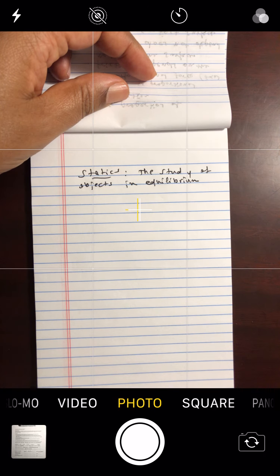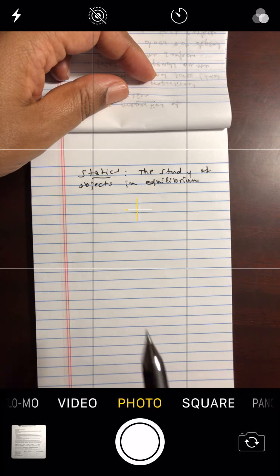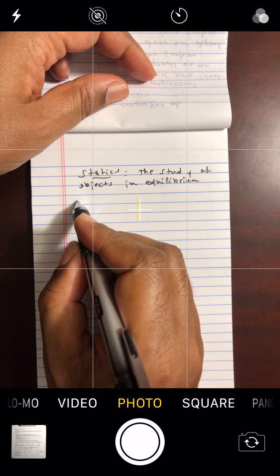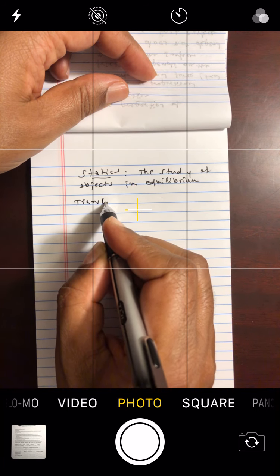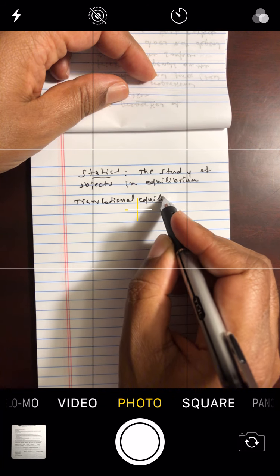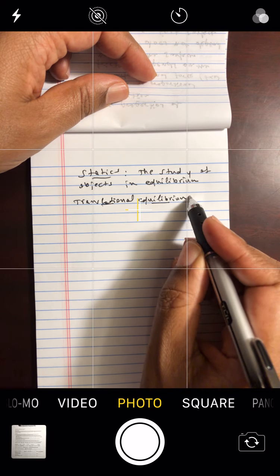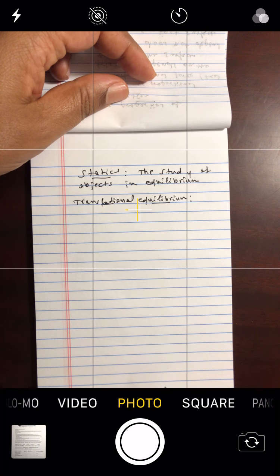Equilibrium basically means there is no net force acting on the object. That is, there are two possibilities: either the object could be at rest, or it could be moving in a straight line with a constant speed. This kind of equilibrium we call translational equilibrium, as opposed to rotational equilibrium that we discuss in later chapters. An object is said to be in translational equilibrium if it's either at rest or moving in a straight line with a constant speed.